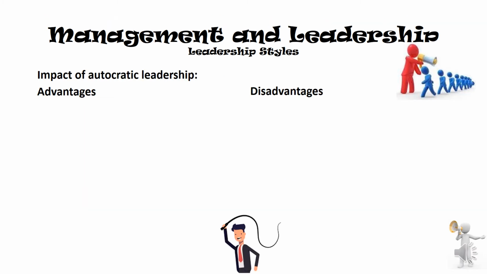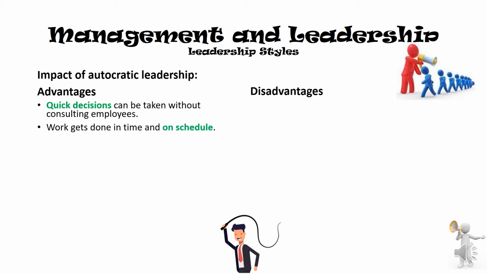The impact of autocratic leadership: on the positive side, quick decisions can be taken because we don't have to consult with employees. Autocratic leadership means the leader just makes the decision. He doesn't consult with all of his employees and he doesn't ask them for their opinion. So a quick decision can be made. This is why we said this is suitable when a deadline is imminent.